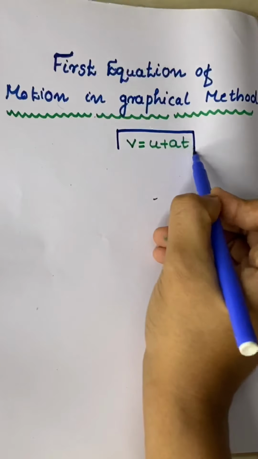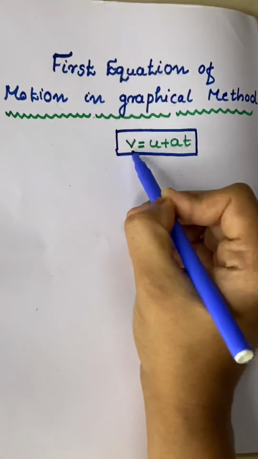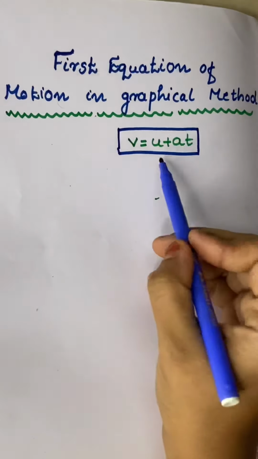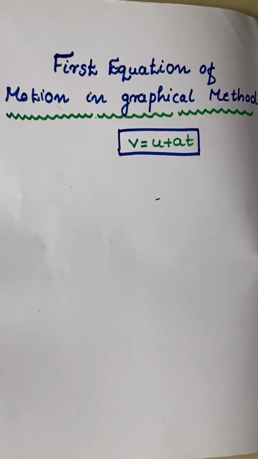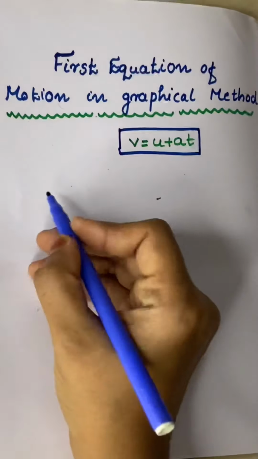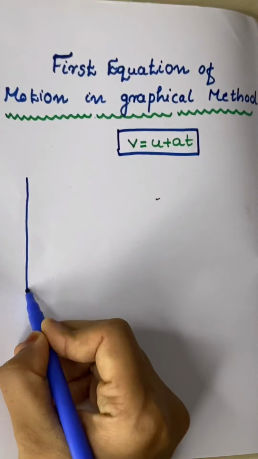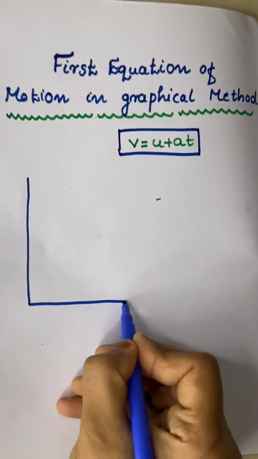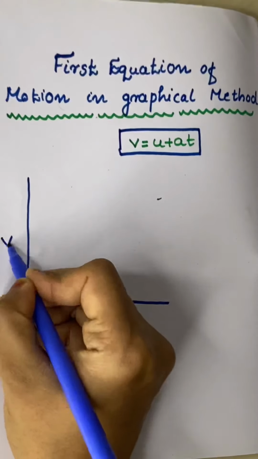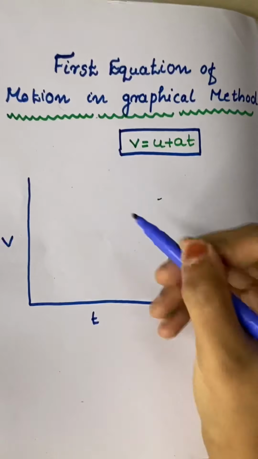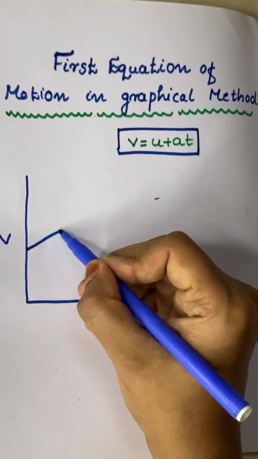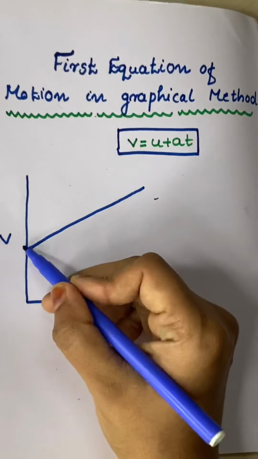What is meant by V? Small v indicates final velocity and small u indicates initial velocity. A is acceleration and t is time. Which type of graph are we actually using to find this equation? It should be a velocity time graph for uniform acceleration.